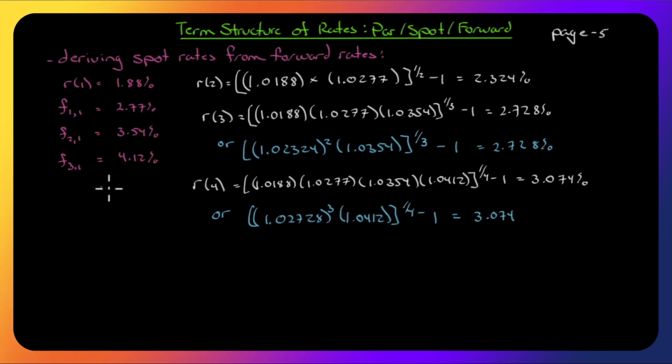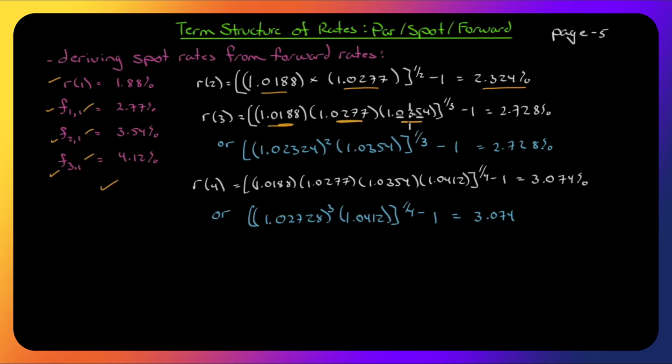And let's say this is the structure of our forward rates. The current 1-year spot rate is 1.88%. Then we have a series of 1-year forward rates, 1 year from now, 2 years from now, and 3 years from now. So to get a 2-year spot rate, we'll take the current 1-year spot rate multiplied by the 1-year forward rate 1 year from now. Take the square root of that, take out the 1, 2.324%.